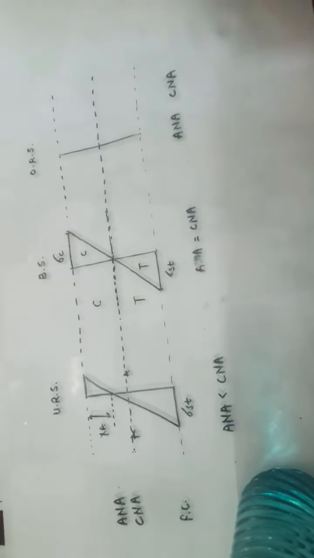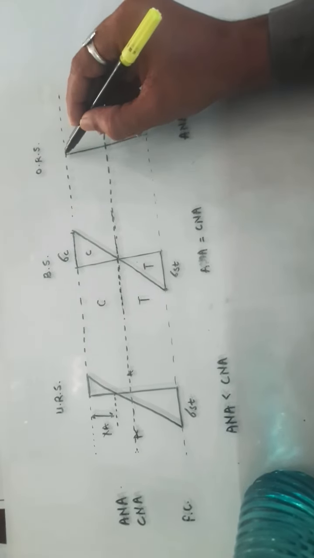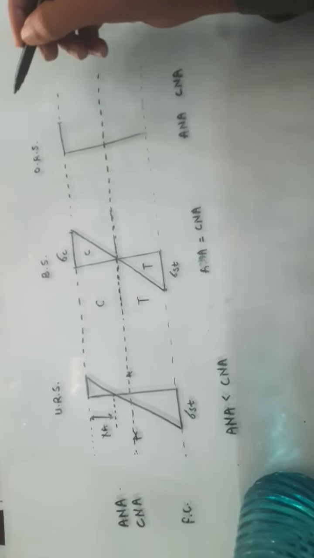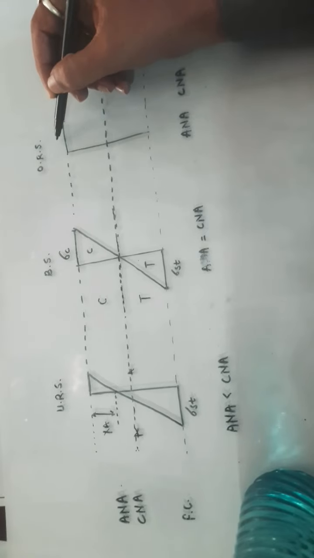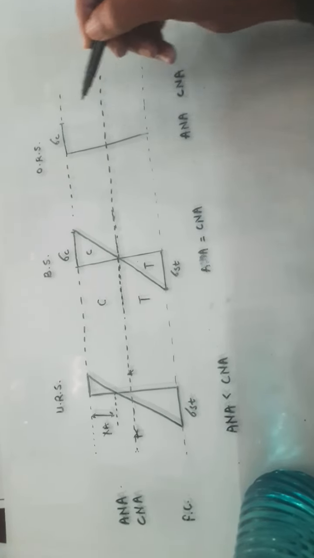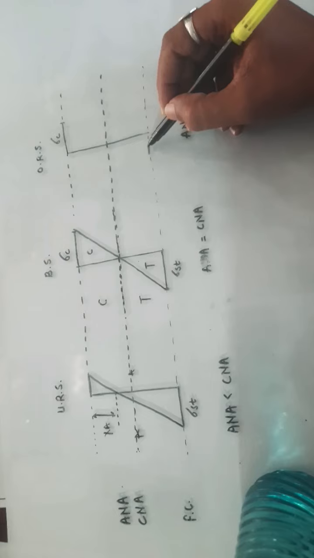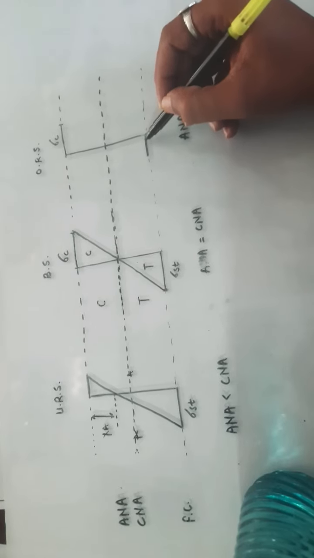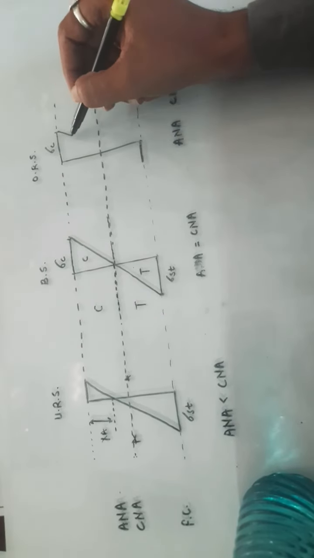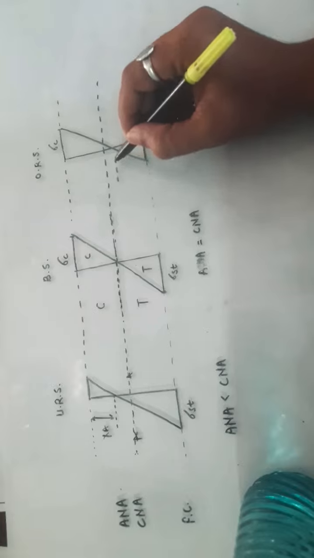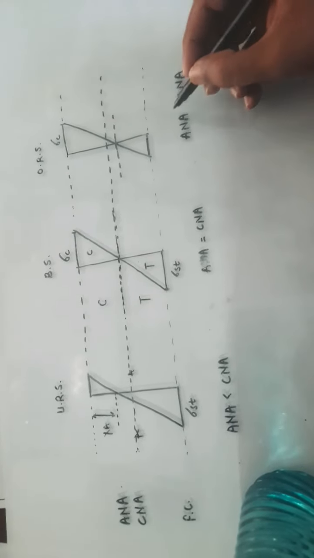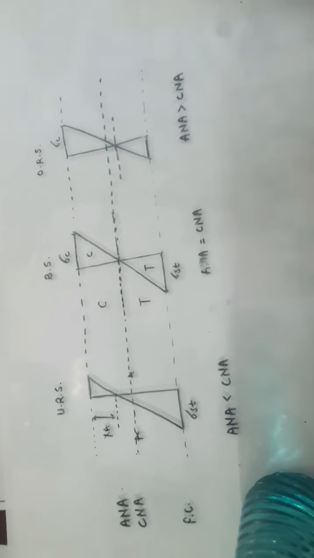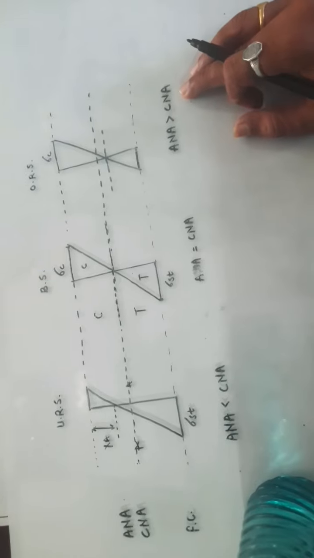Exactly reverse is over reinforced section, where the maximum permissible stresses are reaching their permissible limit in concrete first, that is sigma C, and then maximum permissible stresses in steel. So this will be the failure plane and this will be your actual neutral axis. So here actual neutral axis will be greater than the critical neutral axis.